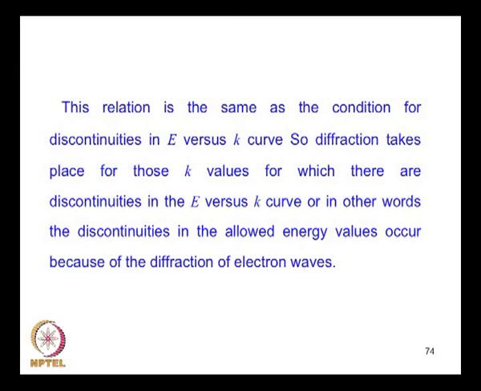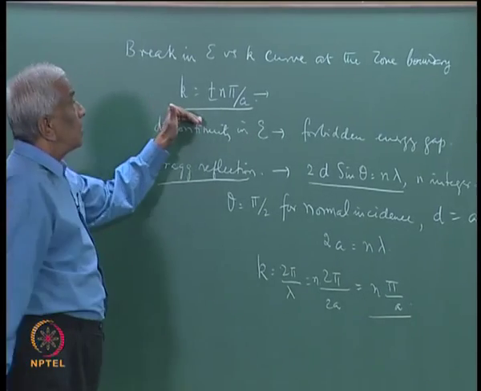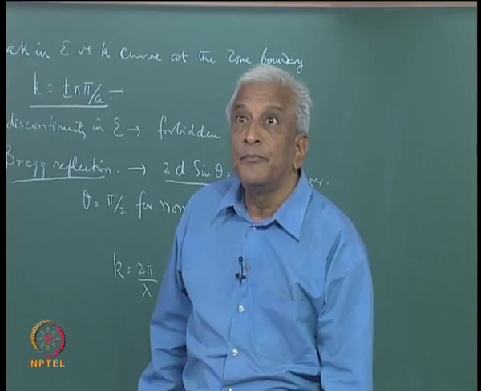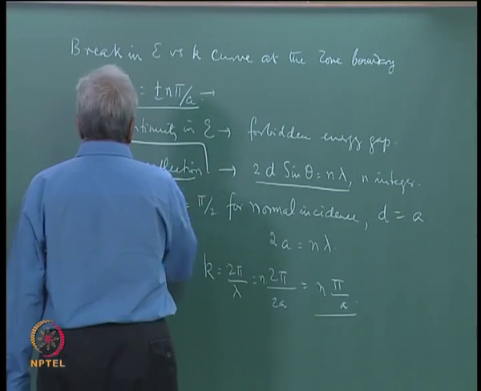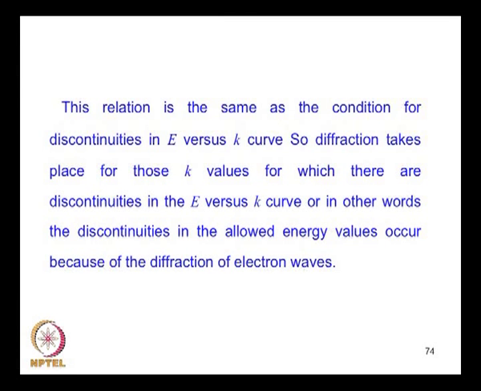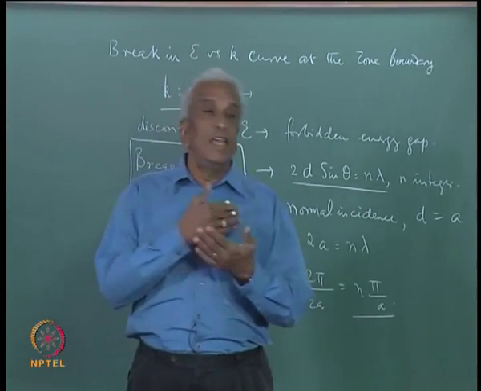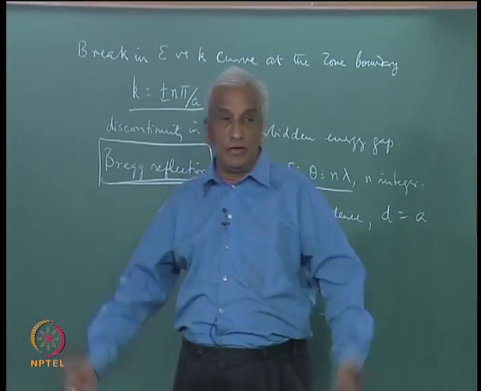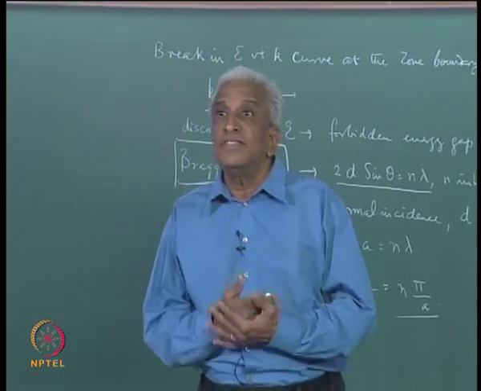Therefore, the condition for Bragg reflection of the electron waves by the crystal planes is identical to the condition corresponding to the discontinuities at the zone boundary, which corresponds to the forbidden gaps. So, this is a very interesting concept, that electron waves behave in exactly the same way as x-rays, but are reflected at the zone boundary. Therefore, it also follows that the motion of the electron inside a solid, where there is a periodic potential due to the ion cores in the crystal lattice, is restricted.